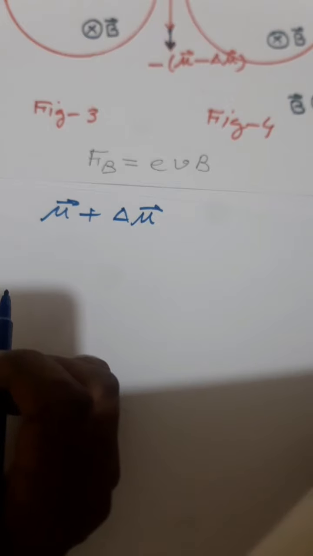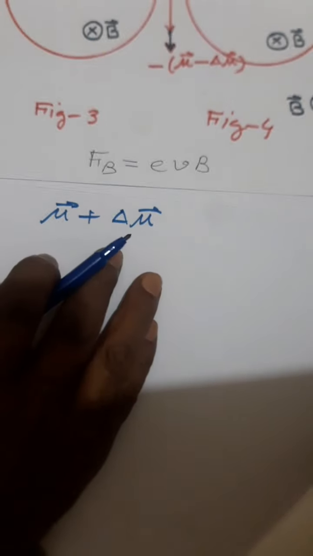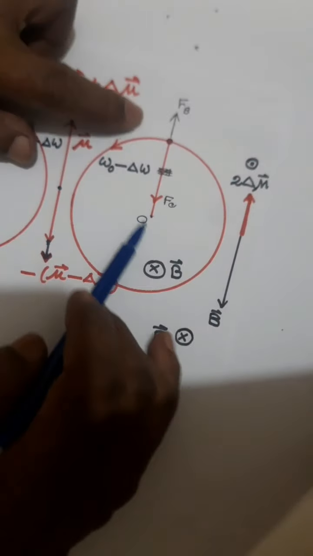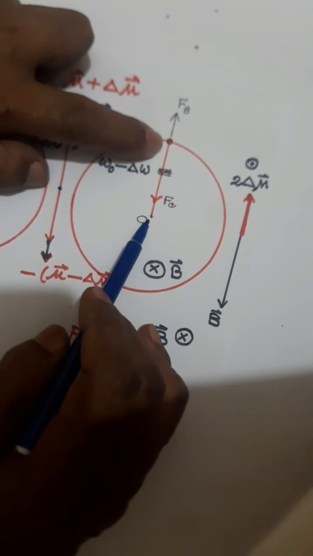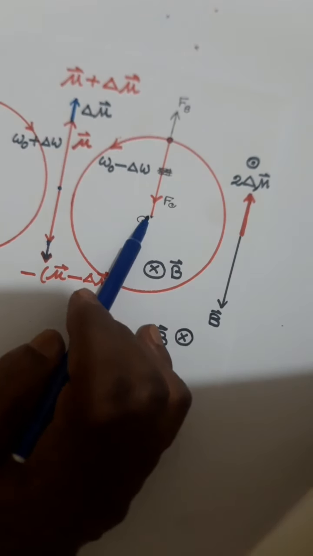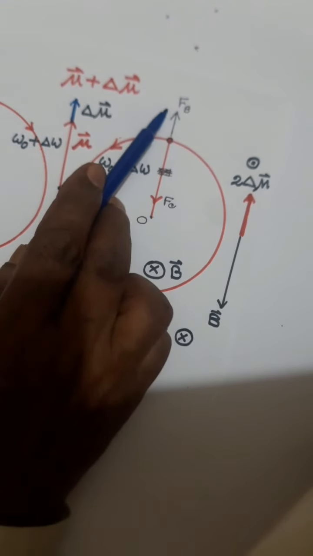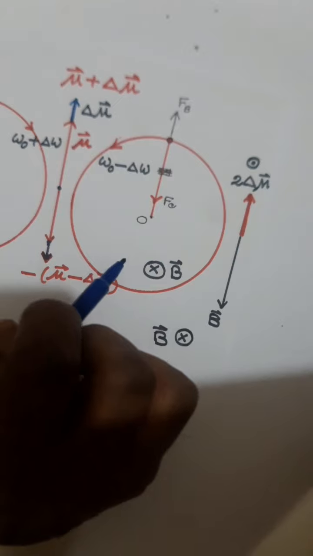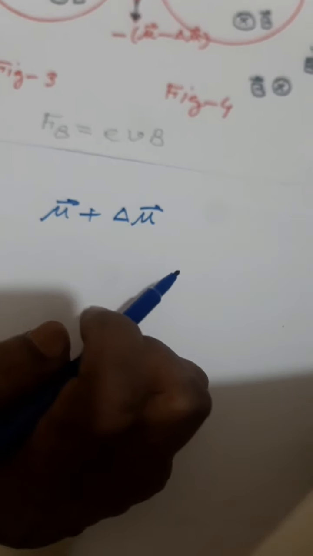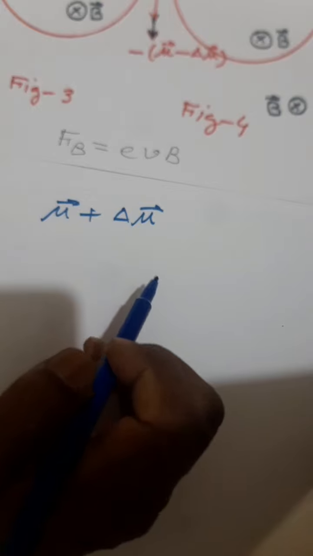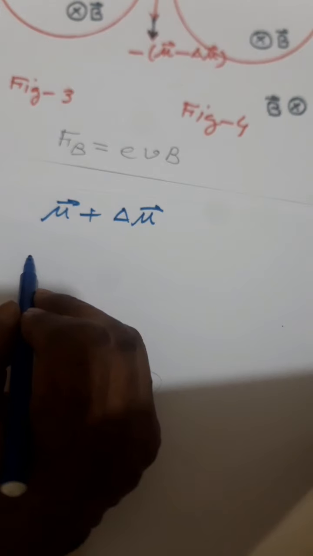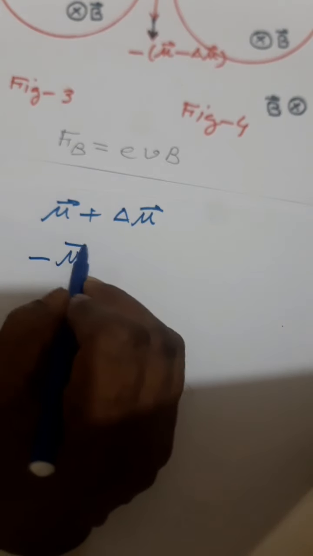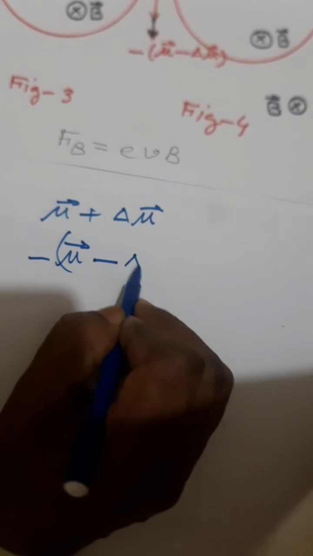The angular momentum of the second electron decreases, as the net force on the electron decreases due to the opposite magnetic field, so the dipole moment of the second electron decreases, and the new magnetic dipole moment of the second electron is minus mu minus delta mu.